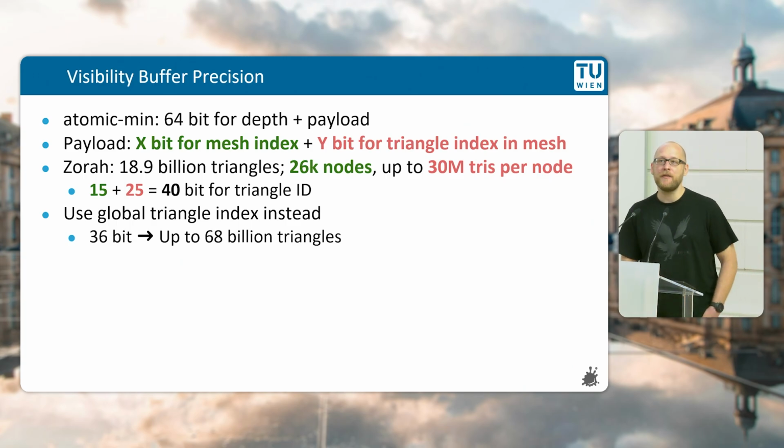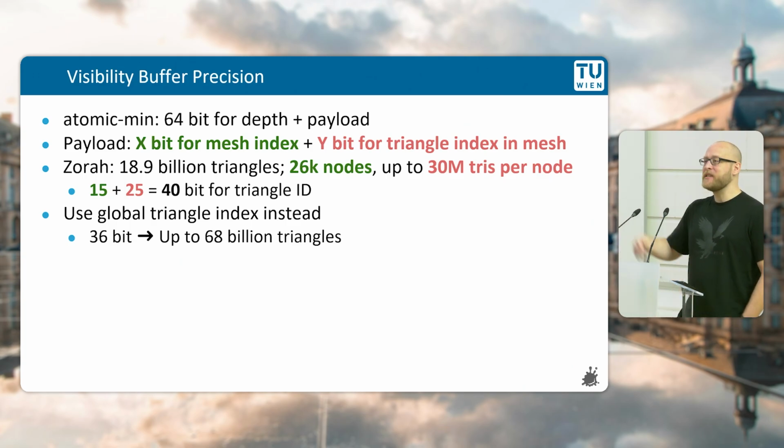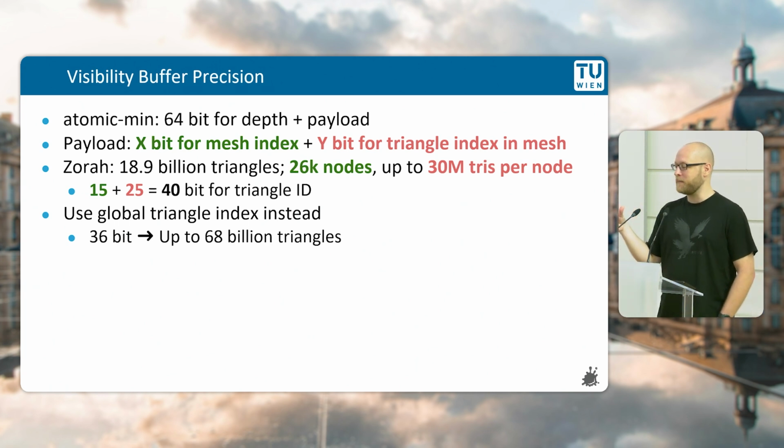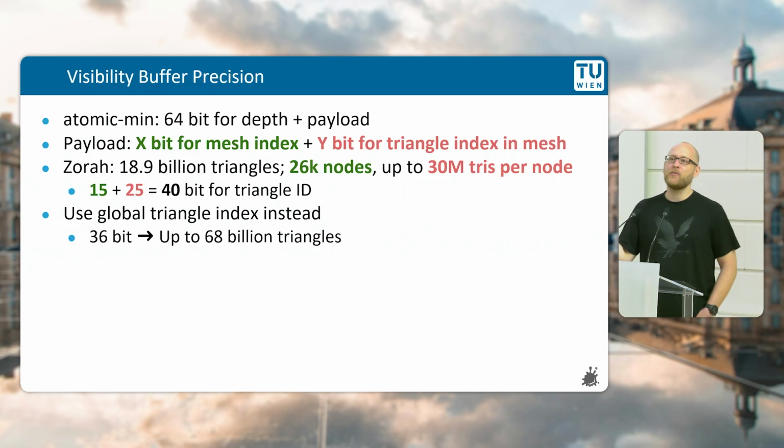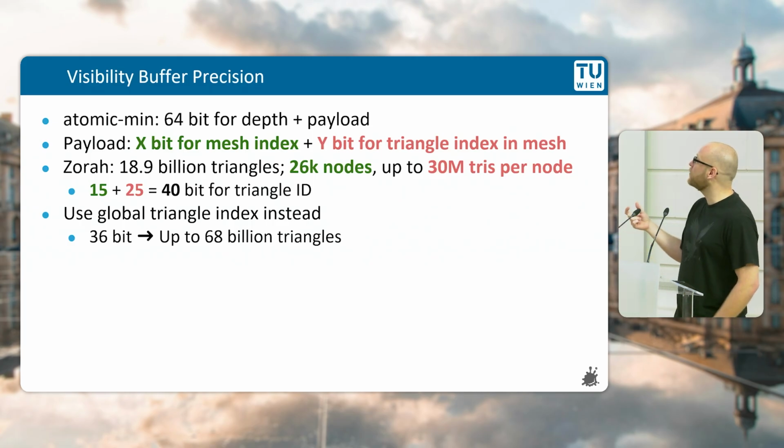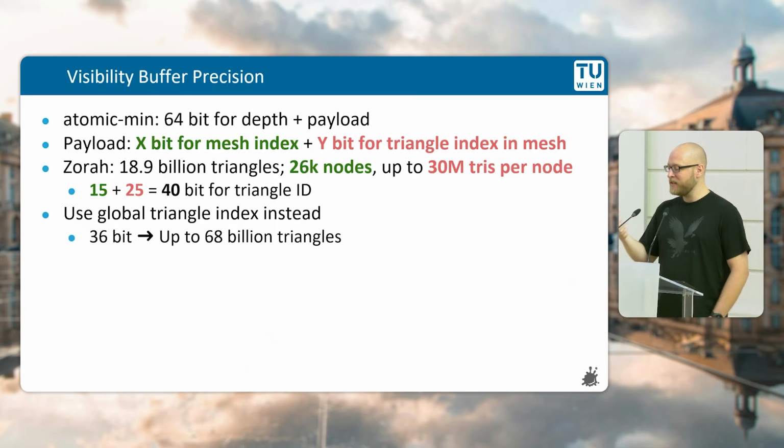For example, the visibility buffer precision. We have the 64-bit integers that we can store in the frame buffer with atomic min. So we have some bits we need for the depth value and some bits for the payload. For visibility buffers, that payload is usually some bits for the mesh index and a triangle index within the mesh. Now the problem is we have some very large data sets, like the Sora data set with 18.9 billion triangles, which are split up into 26,000 nodes with up to 30 million triangles per node.